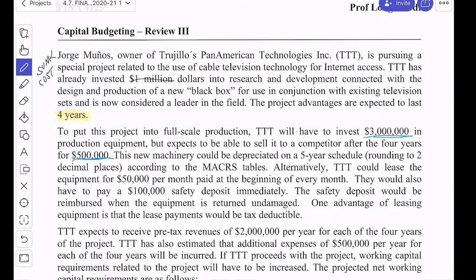Alternatively, it could lease the equipment for $50,000 per month, paid at the beginning of every month. So if they invest, this will be included as investment, but if they lease, this will be included as a cost, just making that point. So leasing, this would be red for income. They also have to pay a $100,000 security deposit for the lease, and it will be returned if the equipment is returned undamaged. Okay, and leasing is tax deductible. Very good. Okay, so that's what's going to happen.